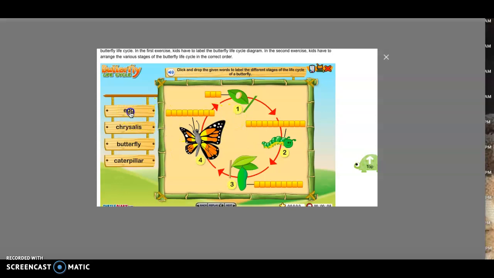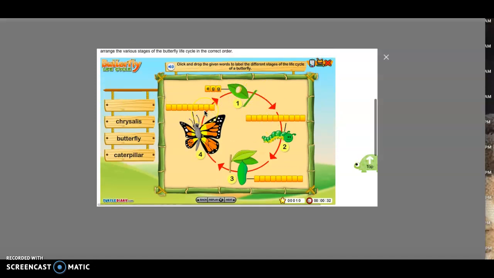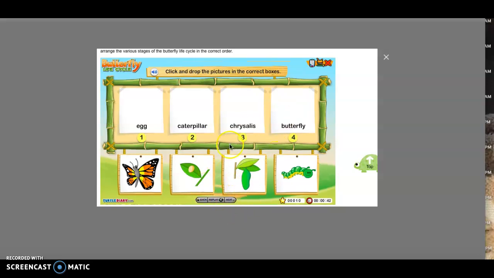So, for example, I could drag, it has all of these, and I have to click and drag given words to figure out which stage is which. So, egg, and I drag the word, and I would put Mother butterfly lays eggs. So that would be an example of how I would do that. And then I would do it for all the different stages, and this is a great resource that's fun for students to use. Click and drop the pictures in the correct boxes.